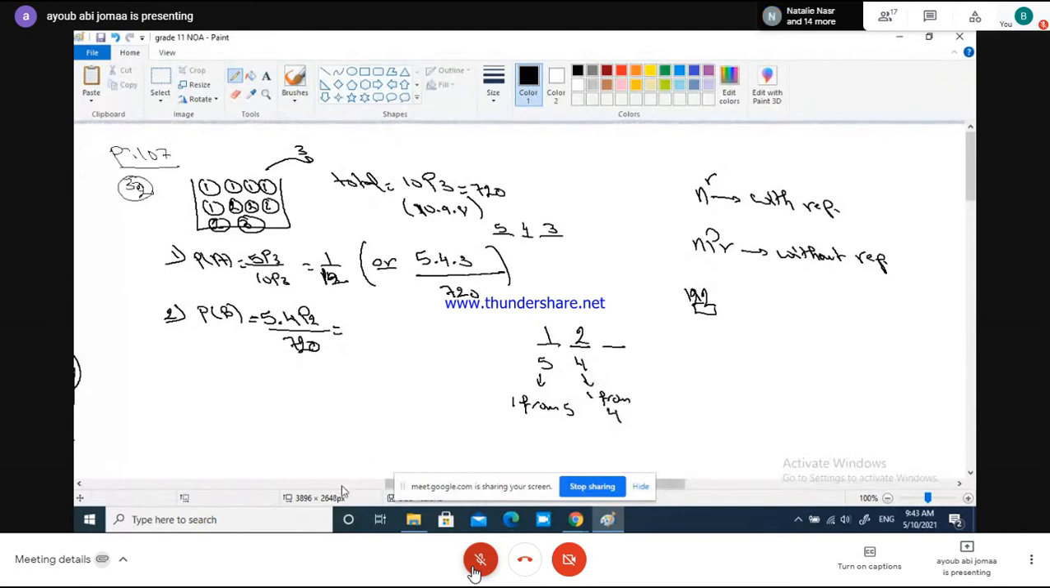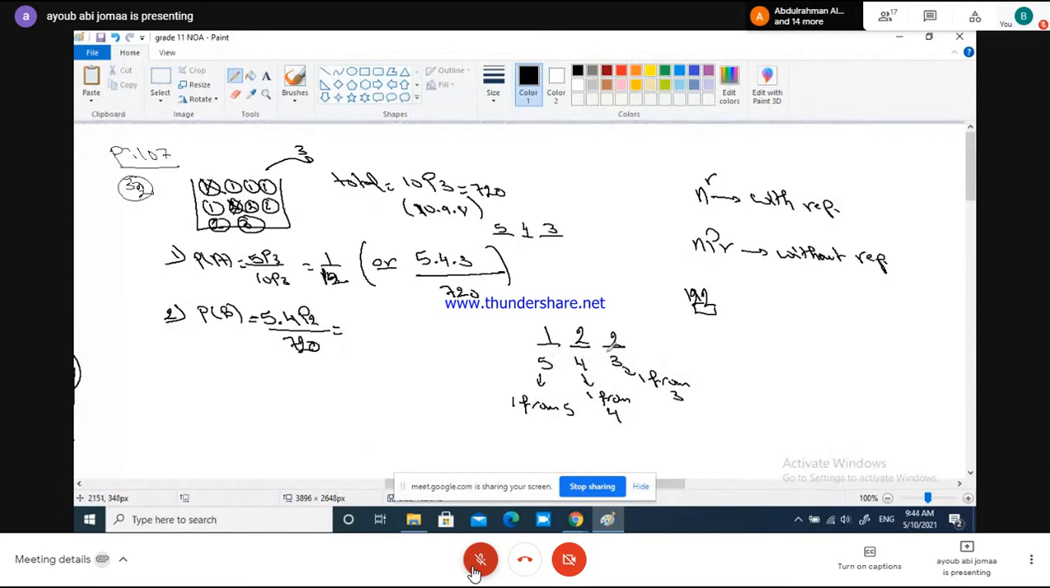Without replacement, we consider that this 1 is gone and this 2 is gone. Okay, the third marble should also be 2. So I'm saying 1 2 2. It means this marble should be from these 3 remaining marbles that are number 2. So we have 3 possibilities, 1 from 3. That's why the answer is 5 times 4 times 3.